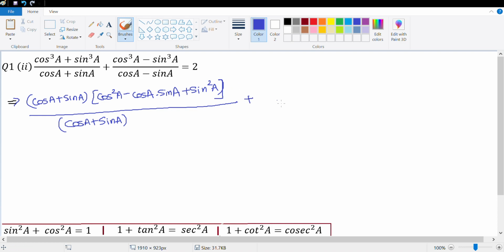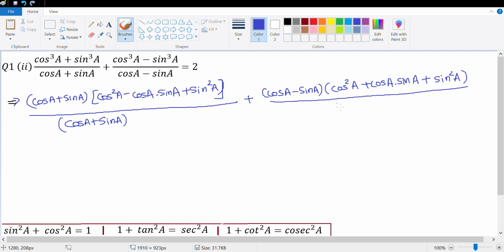Continue. The second term would be in the form x cube minus y cube, which is x minus y, in this case cos A minus sine A, multiplied with x square, in this case cos square A, plus xy, in this case plus cos A dot sine A, plus y square, which means plus sine square A. And my denominator is cos A minus sine A. Again, this and this gets cancelled, this and this gets cancelled, but we'll still need to write the reason first.